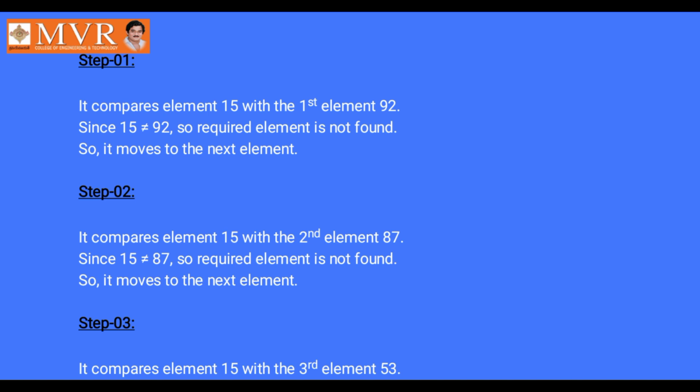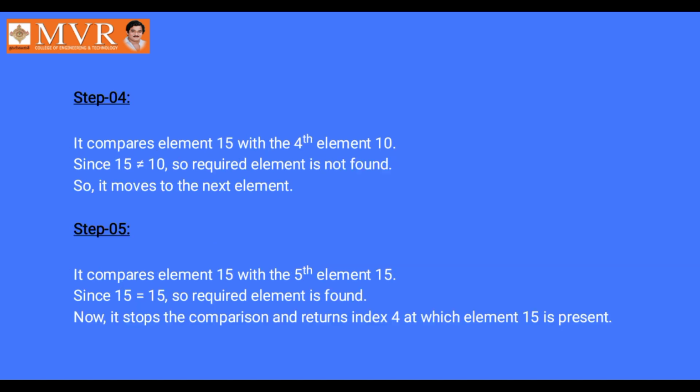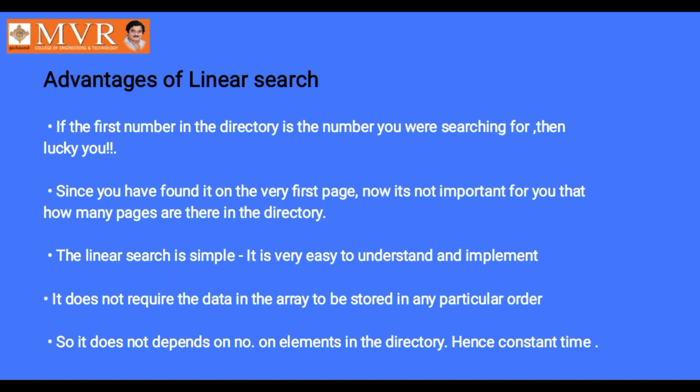See, step 1, step 2. In step 2, I compare the element with the element at the second position. In step 3, I compare my key element with the element at the third position. In step 4, I compare my element with the element at location 4. And in step 5, I compare my key element with the element at the fifth location. Since I found the element at the fifth location, I return that status or index as 4, and I say my search is successful.